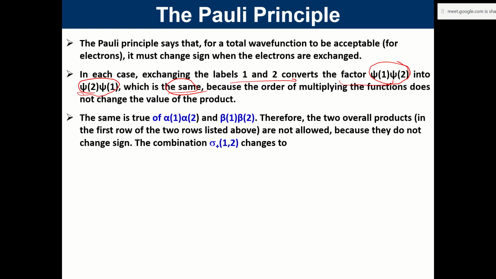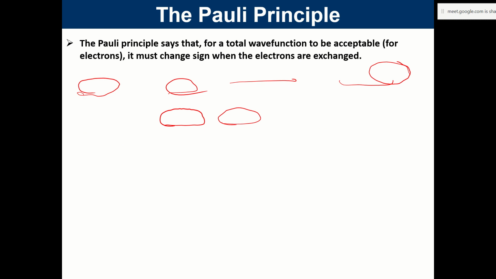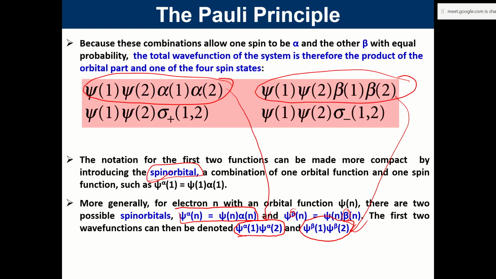That's one thing. Now we look for the same thing like this: alpha 1, alpha 2. Now whether we interchange with 2 1 or 1 2, and beta 1 beta 2, again the same thing. This will not change, so we reject. Based on this, we reject.